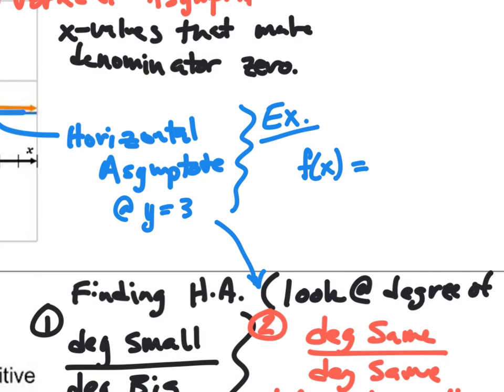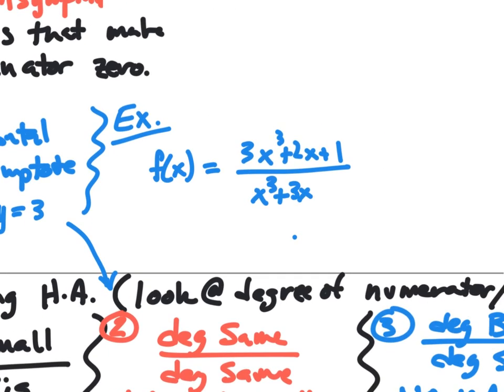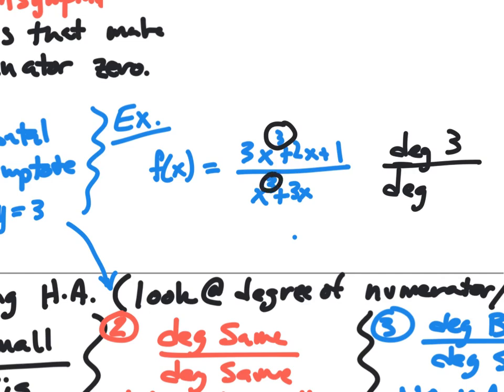f of x is equal to, say, 3x cubed plus 2x plus 1, divided by x cubed plus, say, 3x, and I'll just leave it like that. Now, what I notice here is that the degree in my numerator is 3, and the degree is the largest exponent. And then the degree down here is also 3.